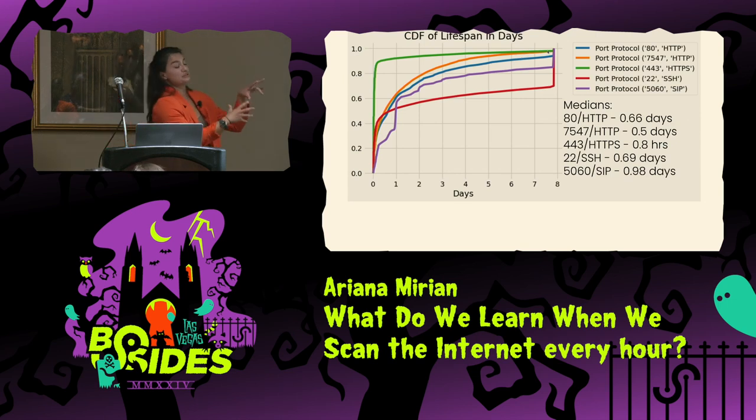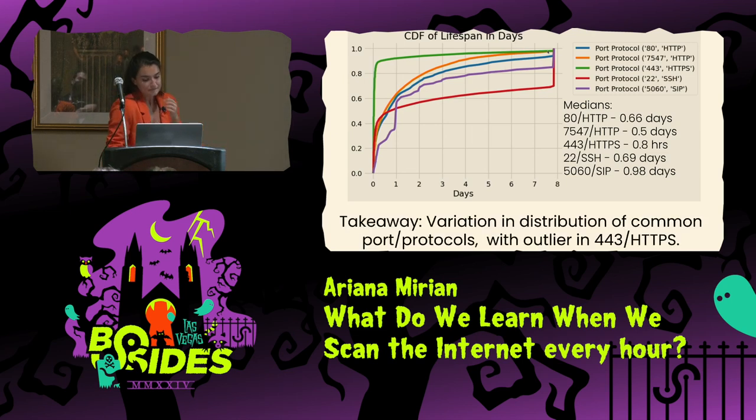But the really interesting part about these CDFs is that we can see the distribution. In cases where we have medians that are really similar, like 80 HTTP and 22 SSH, the blue line and the red line both have medians, or 50th percentiles, at about 0.66 and 0.69 days. But if we look at the blue line and the red line, their behaviors are really different. What this is telling me is that hosts that speak 22 SSH, sure, at the median they might be 0.69 days in terms of their lifespan, but after that they become far longer lived. So 22 SSH is actually a far longer lived protocol than its counterpart 80 HTTP. This is why looking at the entire distribution is so key to understanding this ecosystem. We see a lot of variation in common ports and protocols, with the outlier being 443 HTTPS, which, like I said, I'll get to.